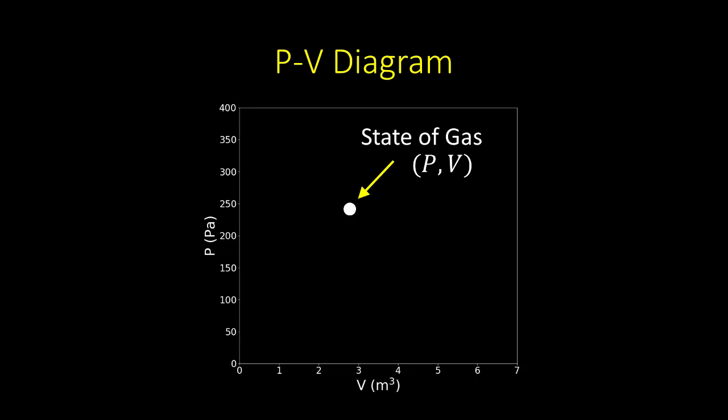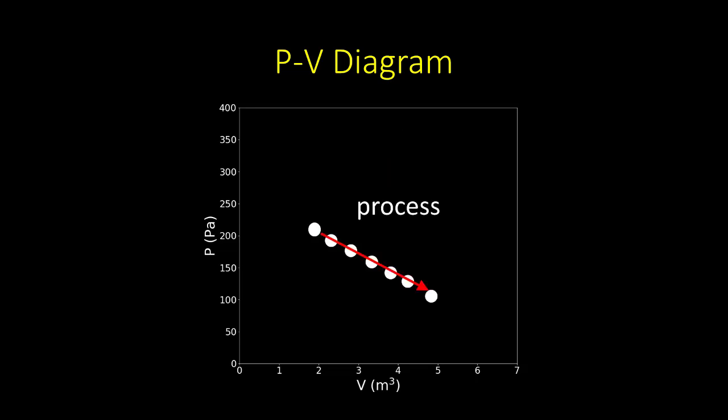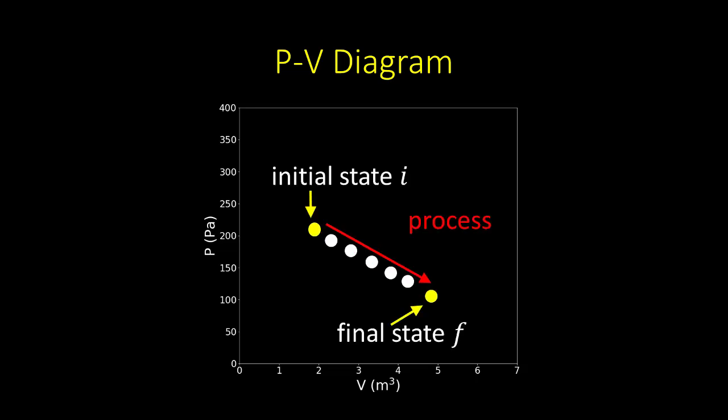If it changes its state in a smooth process, it will move through a succession of states so that it traces a line or a curve on the PV diagram. A line is made of a series of adjacent points, so the gas moves through all the states on the line as it changes from an initial state I to a final state F.